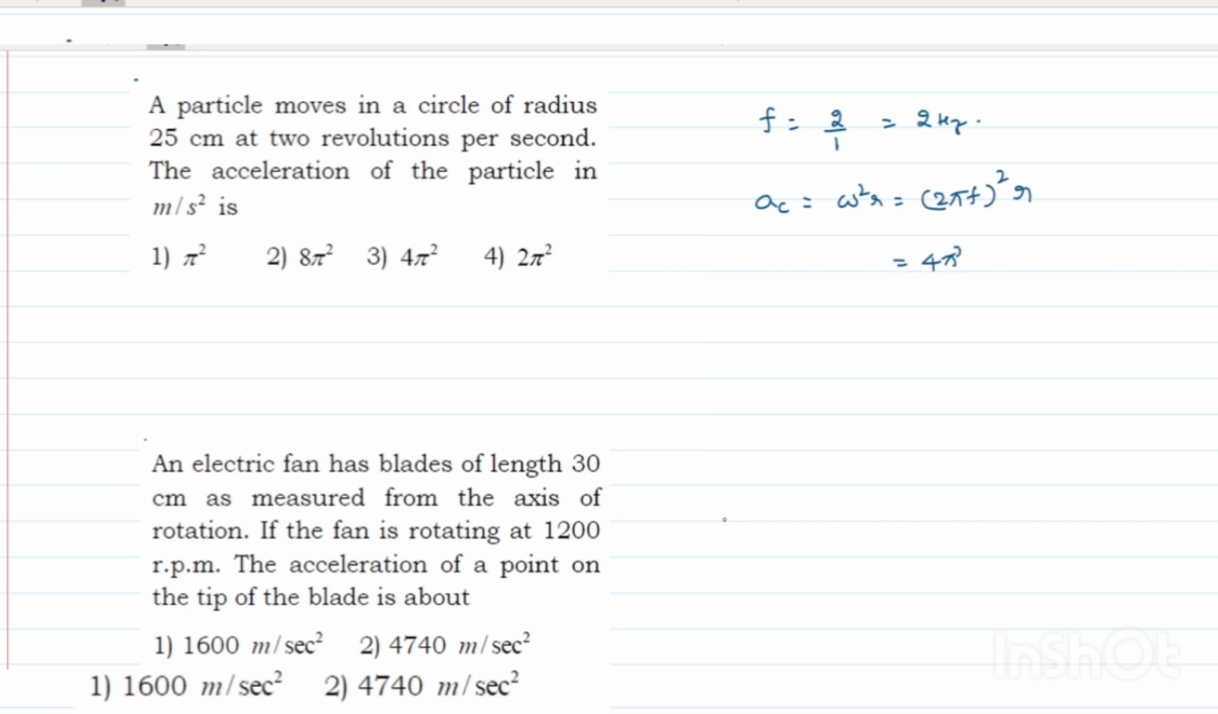Omega is 2 pi f, whole square, into r. It's nothing but 4 pi square into f square into r. So here 4 pi square into f, which is 2 square, is 4. The radius is given as 25 centimeter, so convert the radius into meters, 25 into 10 power minus 2. 25 fours are 100, and 100 into 10 power minus 2 gets cancelled. So AC will be 4 pi square meter per second square. This is the centripetal acceleration.